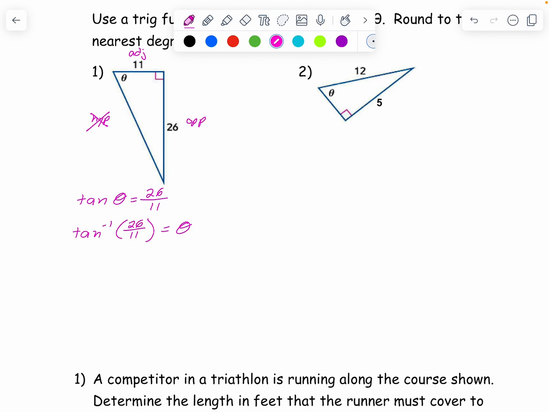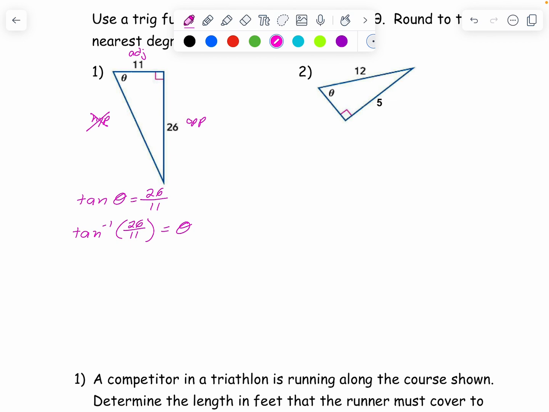Now on the calculator, in order to do inverse tangent, you are going to hit second, then the tangent button, and you should see that tan with the little -1, and it opens a parentheses. And in the parentheses, you are going to type your 26 divided by 11, close your parentheses, and hit enter.